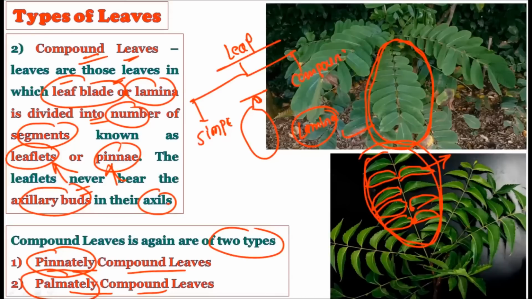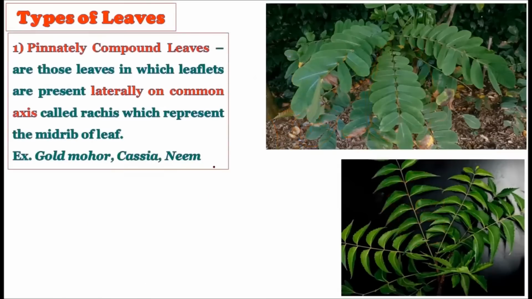Again, these compound leaves are divided into two categories, the pinnately compound leaf and the palmately compound leaf. Now let us consider what is the difference between pinnately compound and palmately compound. Okay, now consider the first one, which is called the pinnately compound leaf.